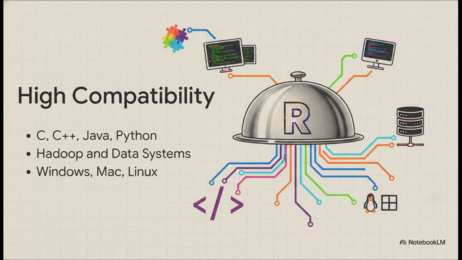Plus, R is incredibly compatible. It's like a cross-platform chef that can cook in literally any restaurant. It runs super easily on Windows, Linux, and Mac. But it doesn't stop there. It pairs perfectly with other programming languages like C, C++, Java, and Python. It even seamlessly integrates with major big data tech like Hadoop and all sorts of other data management systems. It's basically designed to play nice with absolutely everything you throw its way.